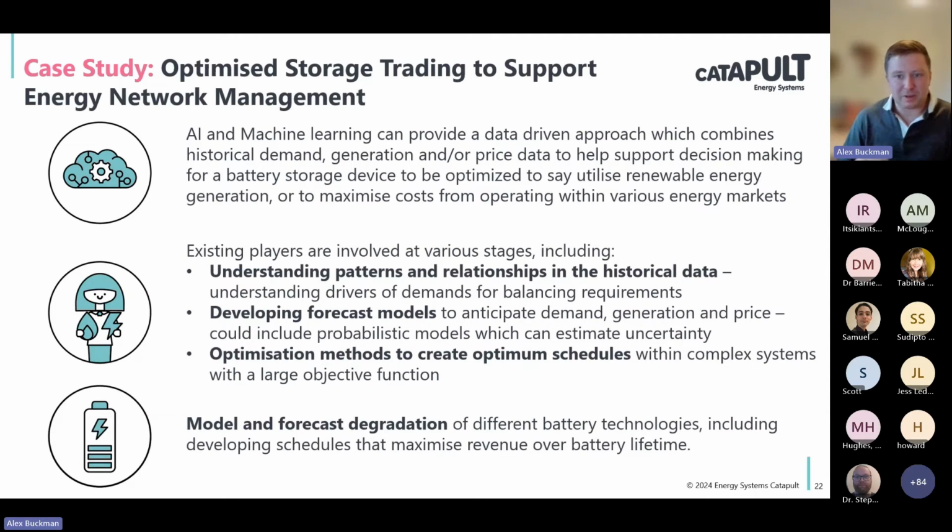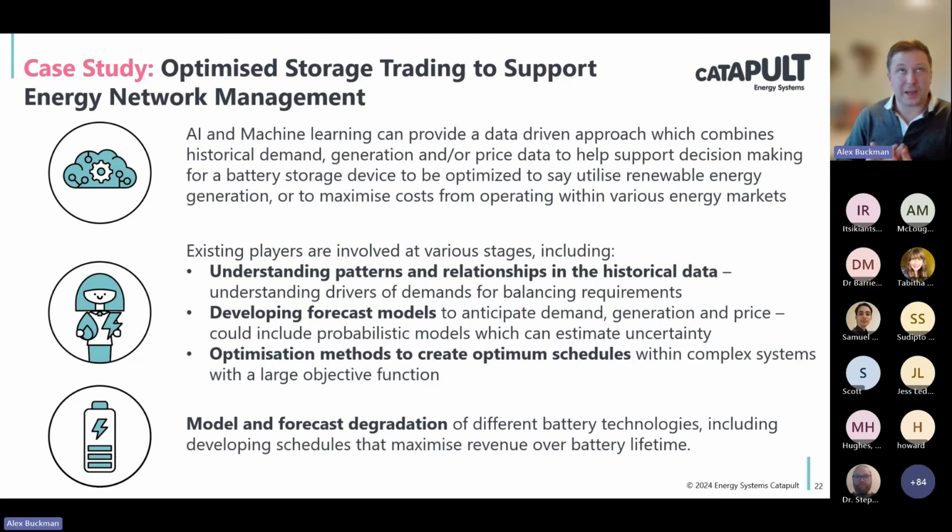Finally, the same approach can be used to model other components that you can flex within the system as well. They don't just have to be batteries. And AI and machine learning can also be used to model the degradation of batteries.